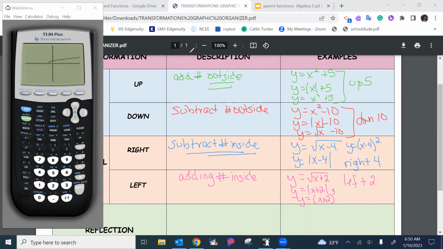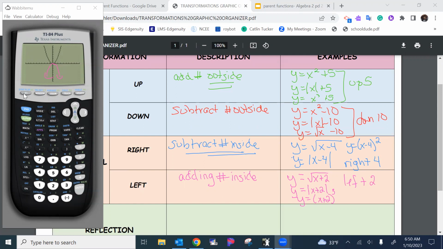Right, and our last one here is reflection, okay? Meaning I am taking my function and I am now flipping it upside down. So if I put in my x squared here, my quadratic, what I really want to happen is I now want this to be upside down, okay? So that's what we're working for. That's what our goal is.